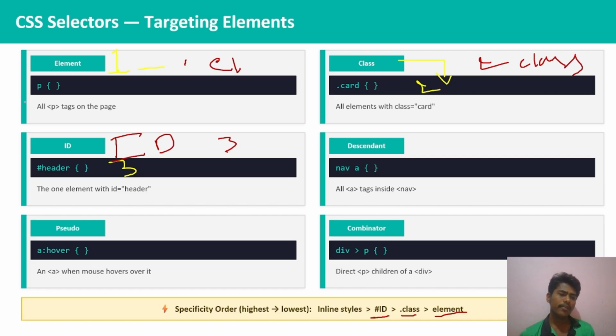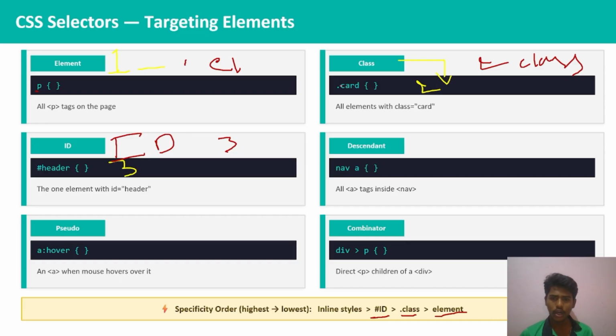First of all, element means you can directly add a p or h, whatever tag you are using. That tag is open, and curly braces are open, and in that you can write anything. All p tags on the page: if you use the p tag, then all the p tags' color is changed, all the p tags' background is changed. Whatever code is written for the p tag will work on the p tags in the page.